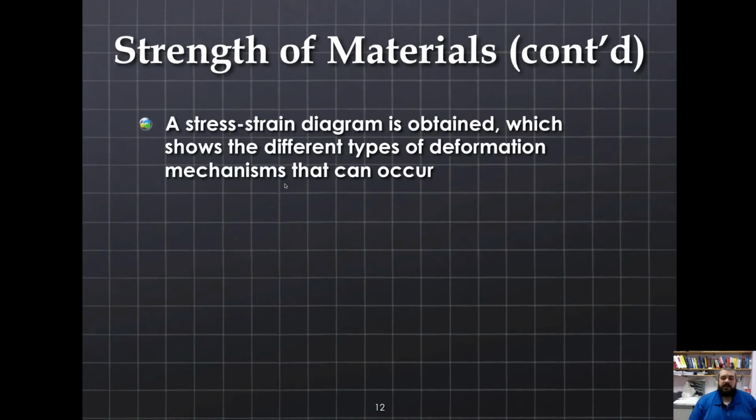You can then generate something called a stress strain diagram, and these are uniquely generated for every material, and they essentially show the type of deformation that can occur. And deformation just means losing its structural strength and how it will deform, and whether or not it will come back to its initial shape.